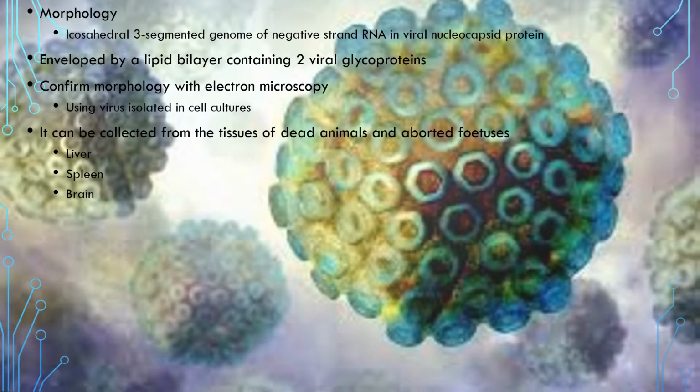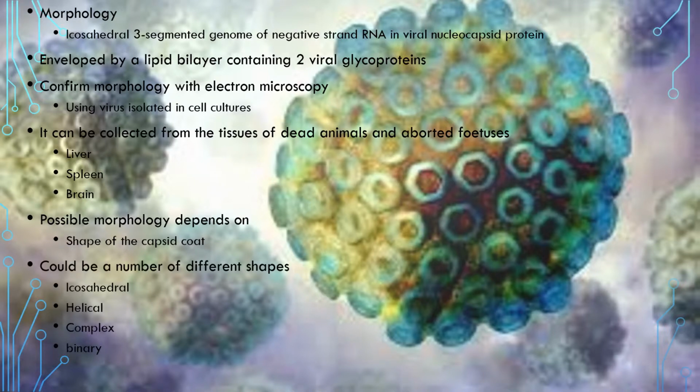The cell cultures can be collected from the tissues of dead animals and aborted fetuses, particularly from the liver, spleen, and brain. The possible morphology of a virus depends on the shape of the capsid coat and could be a number of different shapes, such as icosahedral, helical, complex, or binal. The Rift Valley fever virus is a 3-segmented sphere, making it a 3-fold icosahedral.